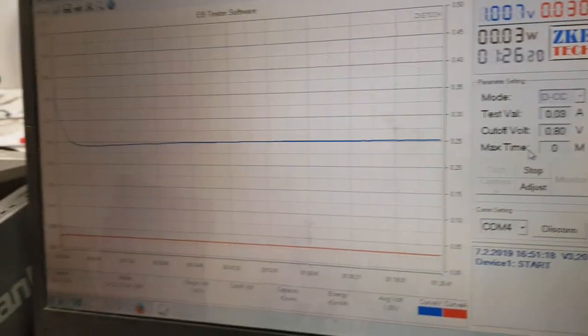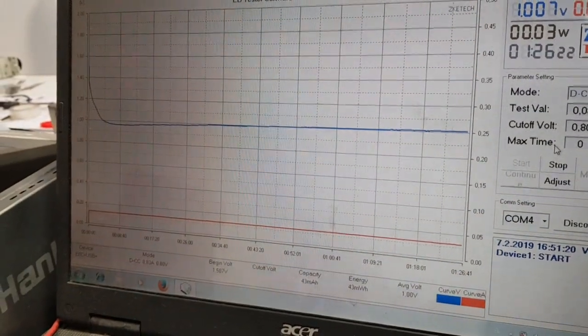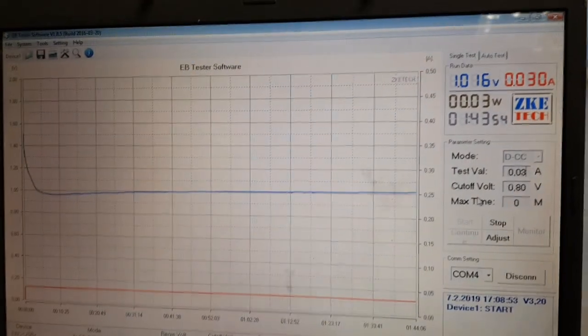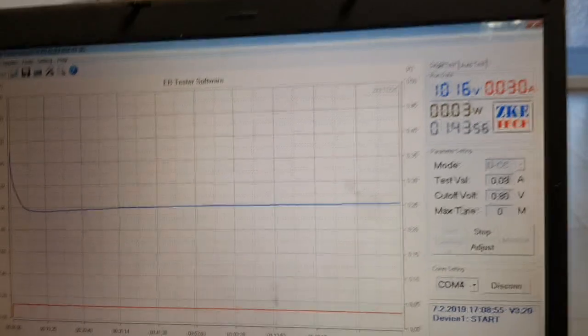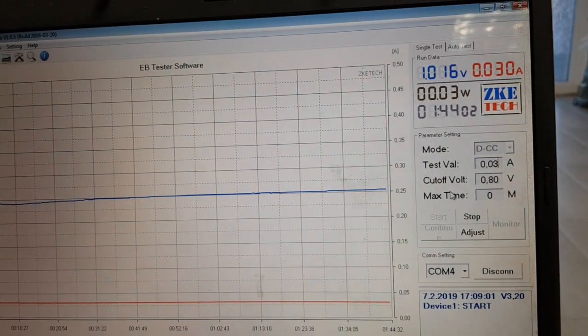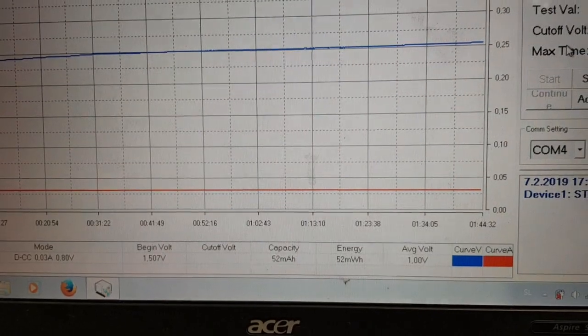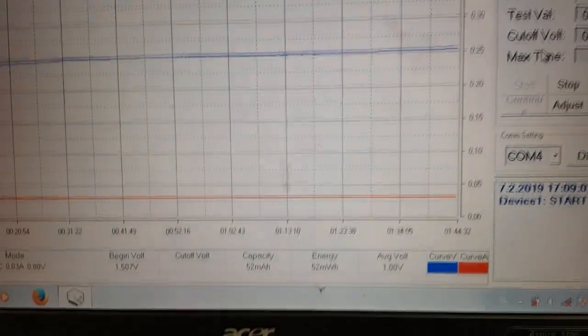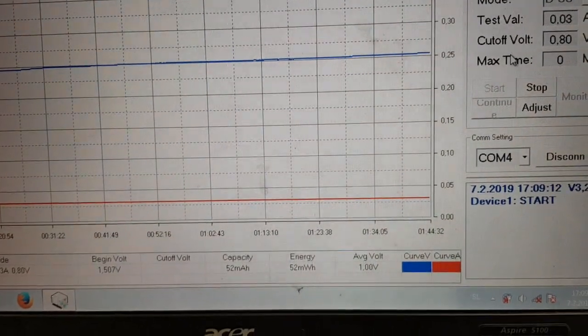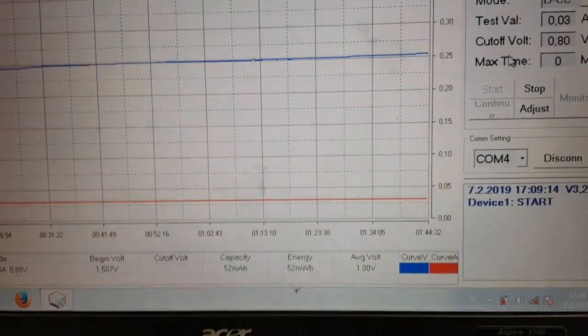And yeah, we see us. Here's some update after several minutes. And you see the voltage climbs up again. It's almost two hours. The energy density is 52 milliwatt hours.